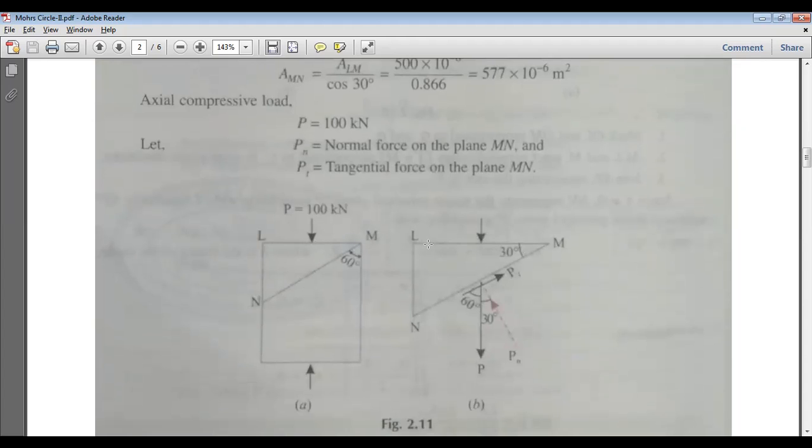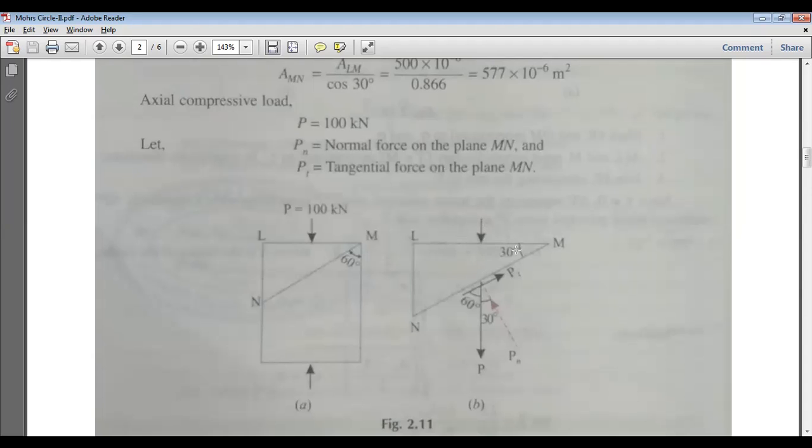So this is the face LM and this is face LN. So we have to find the tangential force along a face that is inclined at 60 degree from the vertical and 30 degree from the horizontal. I have taken this ALM divided by cos 30.